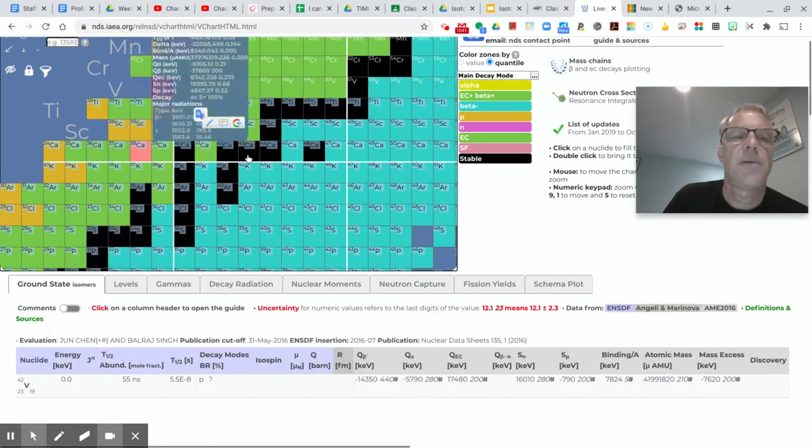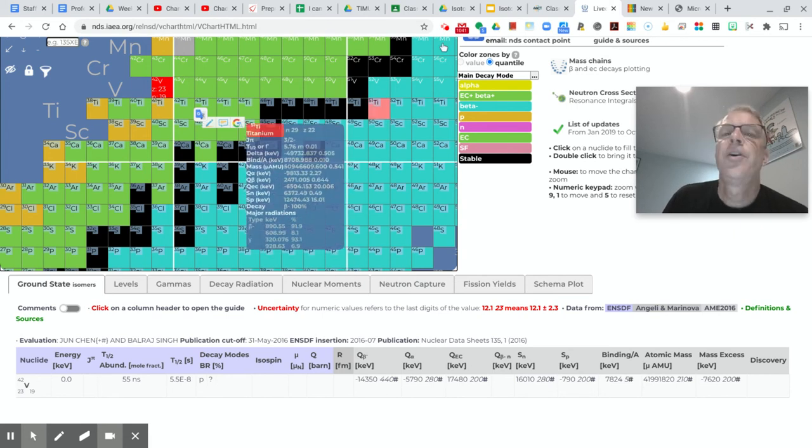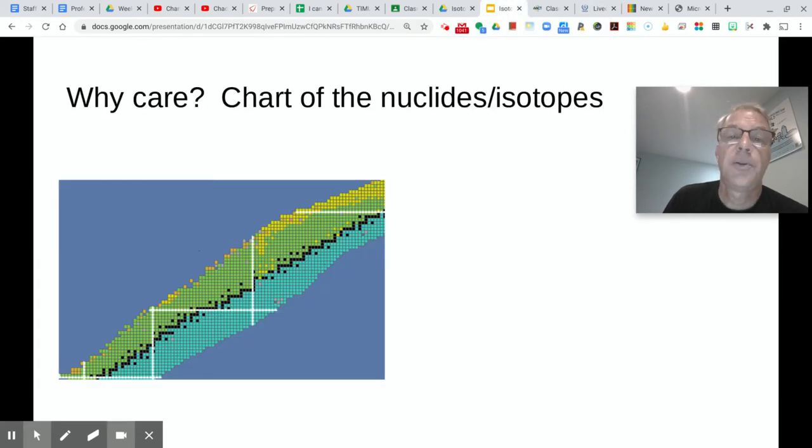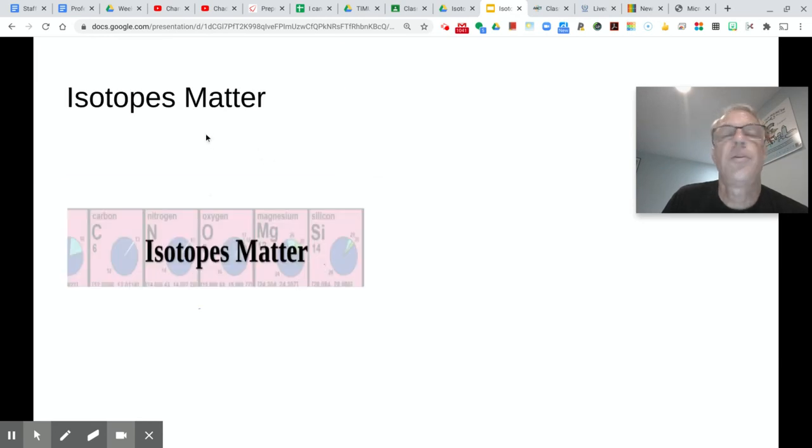This has probably 30 or 40 different isotopes, and you can click on each one and get a lot of information for each isotope of the element calcium, which is just overload. So something that's a little bit nicer is this thing called Isotopes Matter.